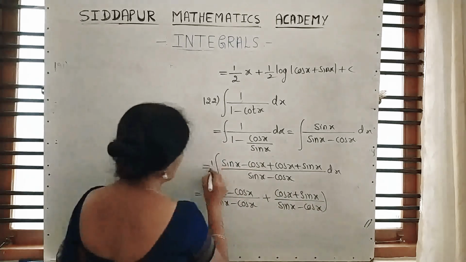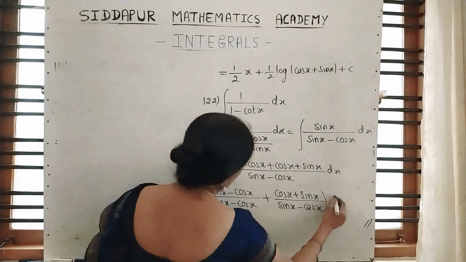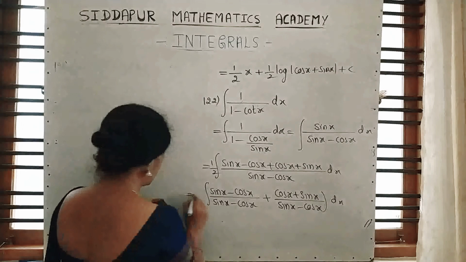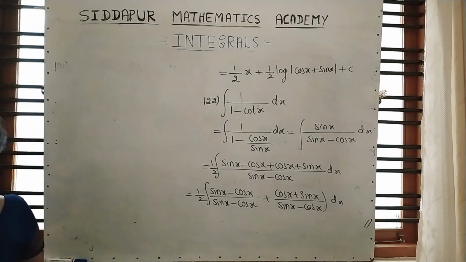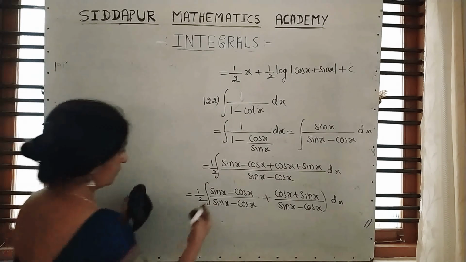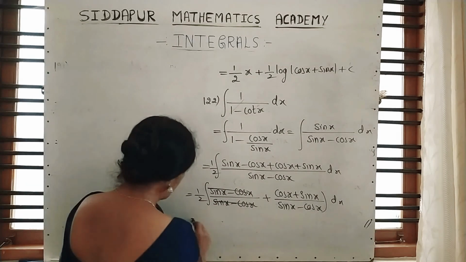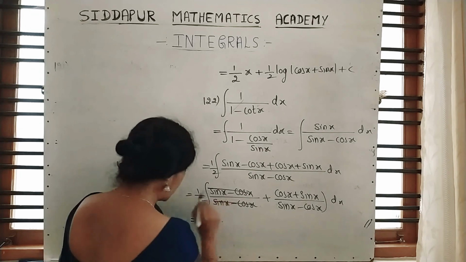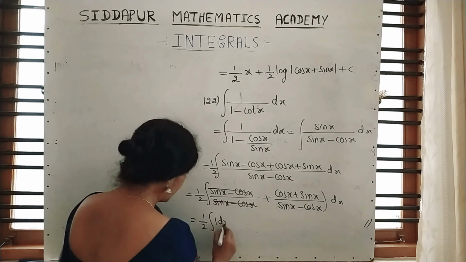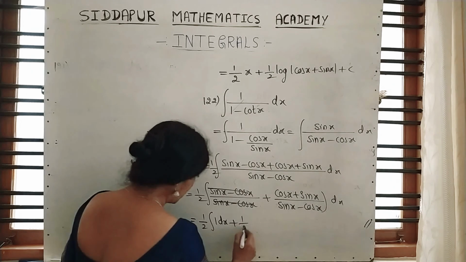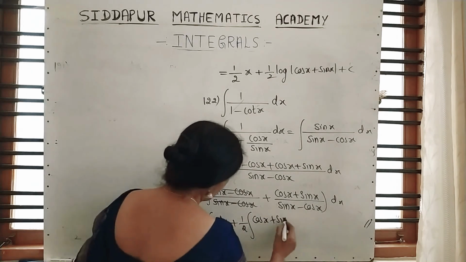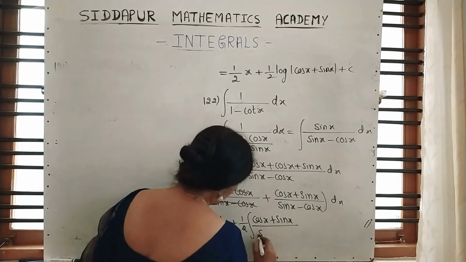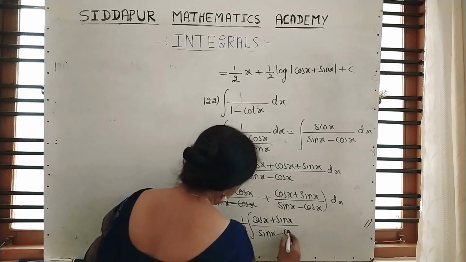To balance that, 1 by 2. I forgot to write 1 by 2. Then this term gets cancelled. 1 by 2 until 1 is remaining. Plus 1 by 2 times cos x plus sin x divided by sin x minus cos x.